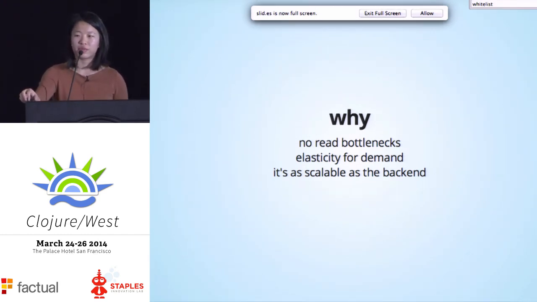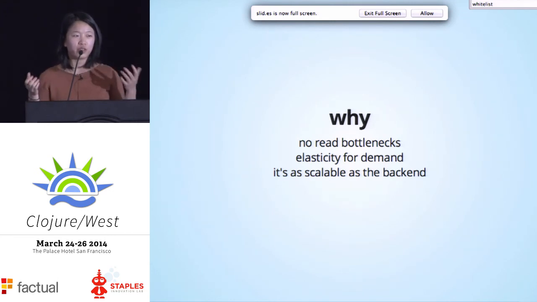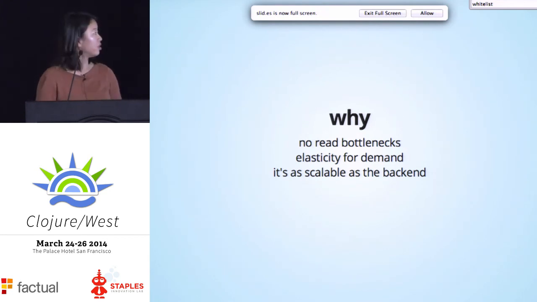If this is just a library, then all you're interfacing with is the database. The only thing that you would be bottlenecked by would be your backend. And that's a much easier problem to solve than having some third-party service in the middle, a middleman saying, no, you can't do this right now. So this gives you a lot of elasticity for demand. There's one less auto scaling group you have to manage. So this is the reason why.